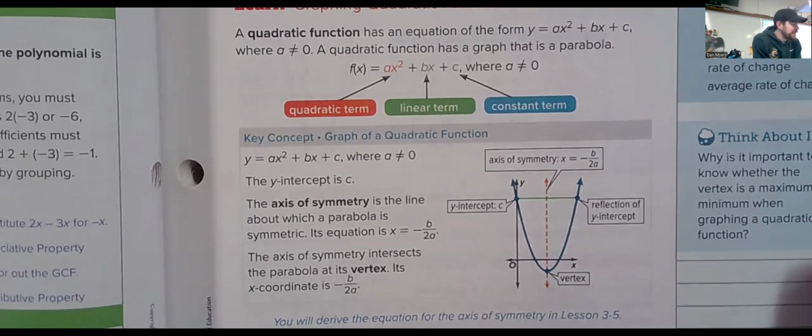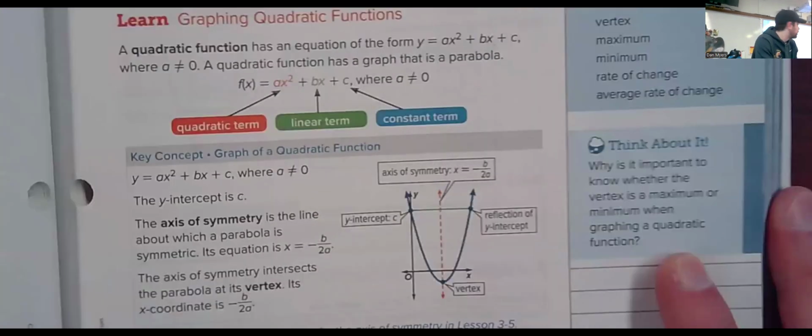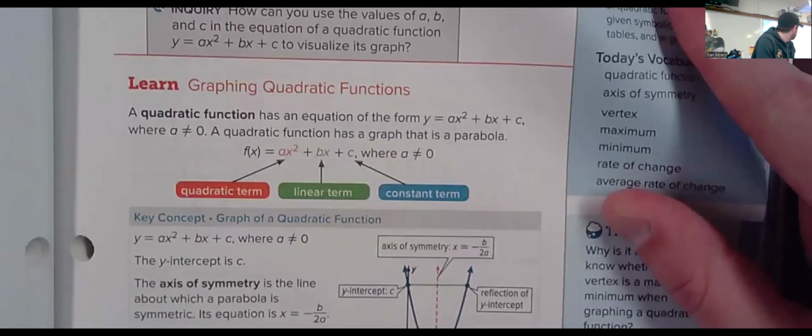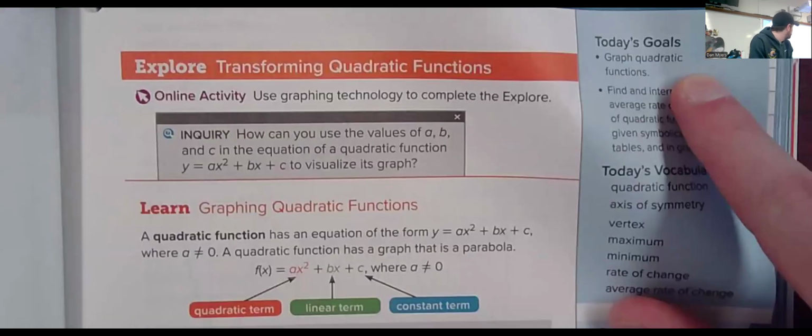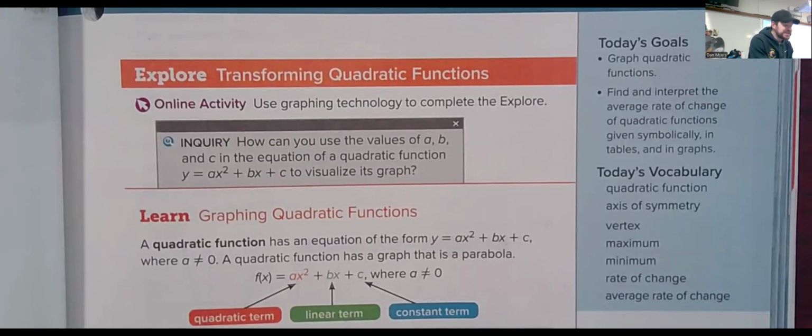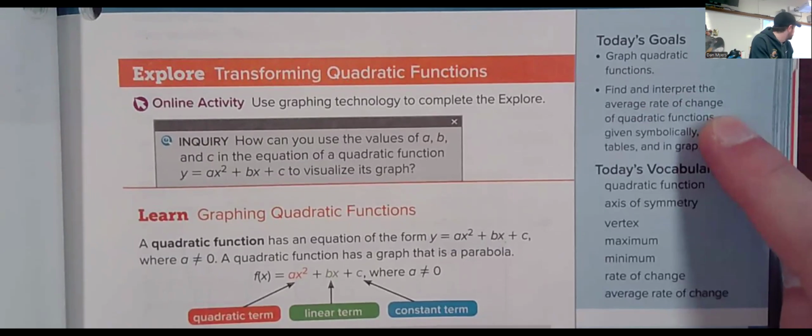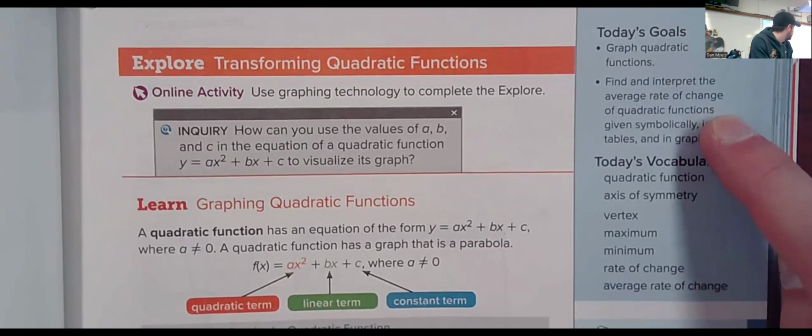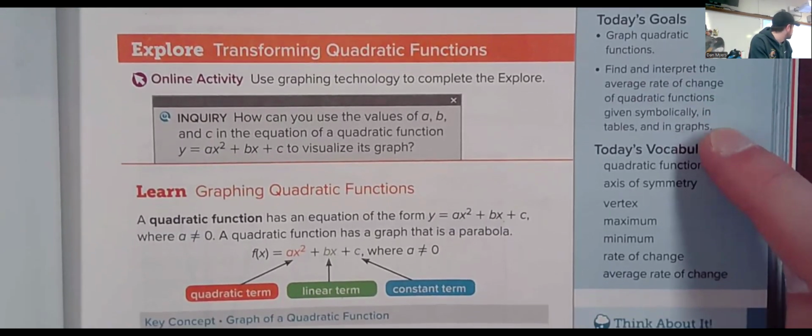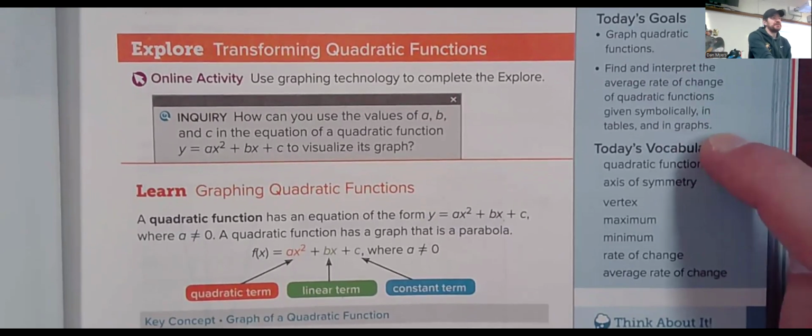But in general, today we're going to be graphing quadratic functions. Here's goals for graphing quadratic functions. And then this is going to be a new thing here, finding and interpreting the average rate of change of quadratic functions given symbolically, in tables, and in graphs. That sounds complicated.